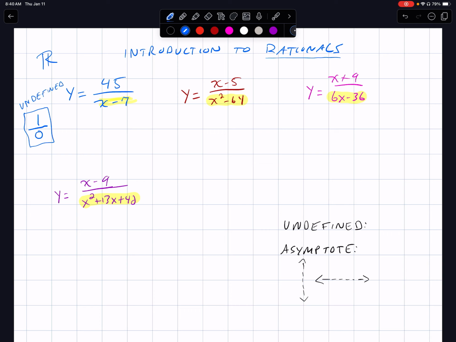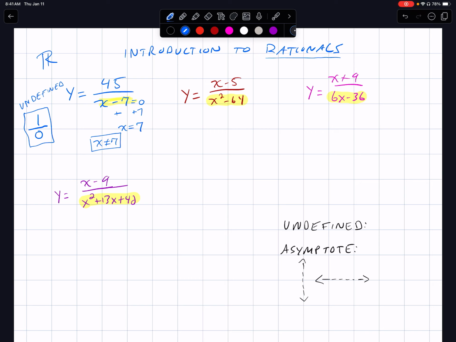Now how to determine where something is undefined is I could say, let's set this bottom equal to 0. And then if I solve, plus 7, I'm going to get x equals 7. So 7 makes the bottom of this fraction equal to 0. So what you can really say here is that x cannot equal 7. You can put in any number you want, but it cannot equal 7.